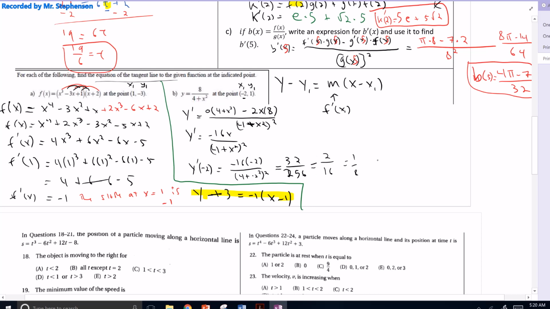So my equation would be y minus 1 equals 1/8 x minus negative 2, which turns into a plus 2. And you can just leave your line like that. Okay? Alright, that's it for this one. I'll make another one or two for the back of this as well.